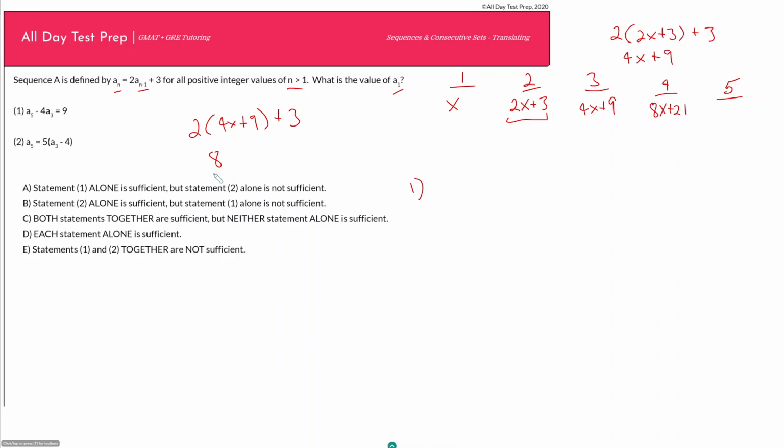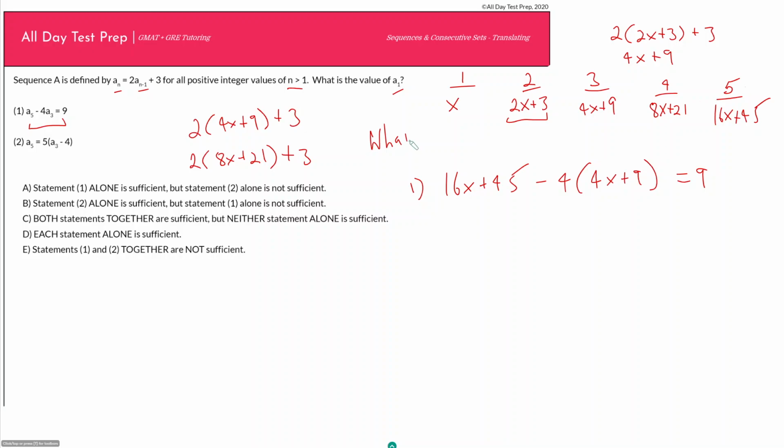And then my fifth term should be 2 times my fourth term plus 3. What is this? 16x plus 45. So now I can use this to translate this first statement into normal algebra. It's saying the fifth term in my sequence, so that's 16x plus 45, minus 4 times the third term in our sequence, so that's 4x plus 9, is equal to 9. And my question, remember, is just what is x?